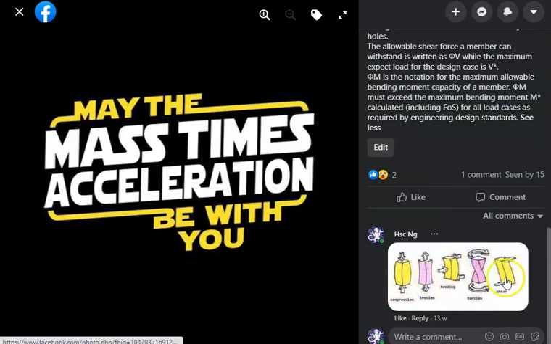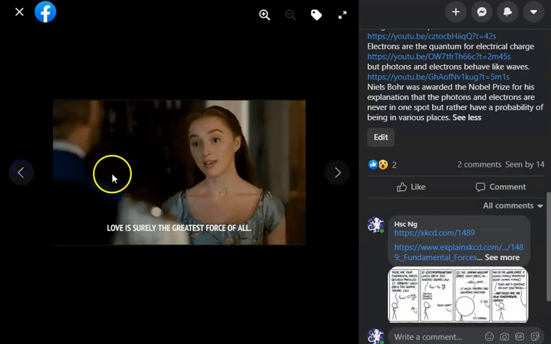In engineering, we talk about these forces. We talk about compression, tension, bending, torsion, shear. Here we go.